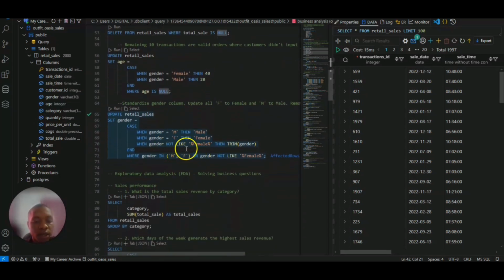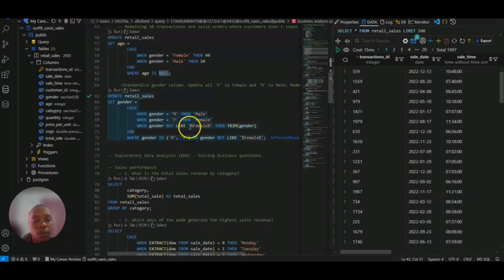And the last thing I saw that needed to be done to clean the data was to update M to male and F to female, as well as removing the space before male, because this was the state of the data.